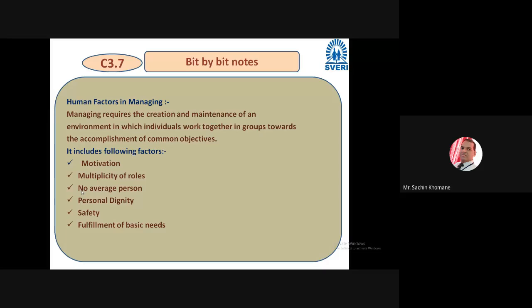Then the fulfillment of basic needs. They have basic needs, maybe facilities in the organization. The fulfillment of basic needs must happen. Human factor, it is very human, the basic human factor. Basic salary must be given to that worker, that helper, that laborer, right? If you are giving only ₹200 and asking for work for 12 hours, it is not possible. So you have to understand how much this person needs.